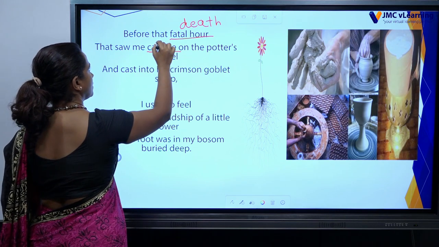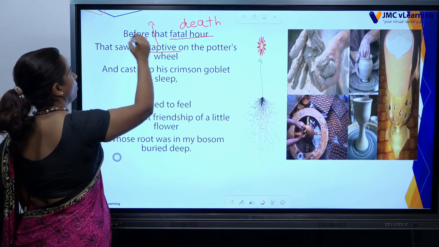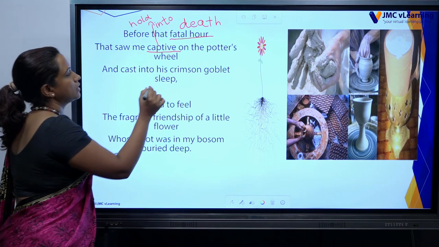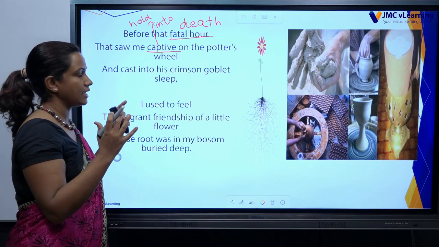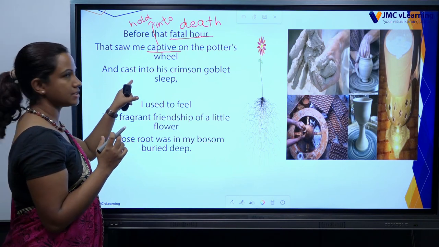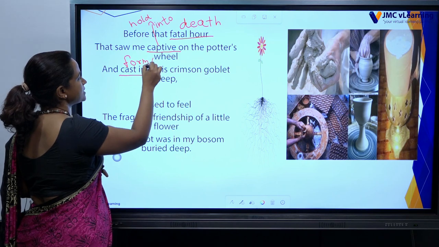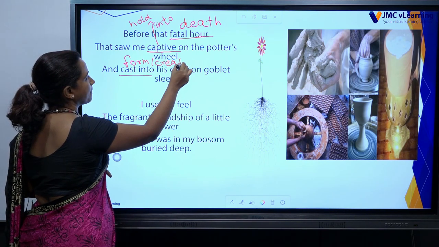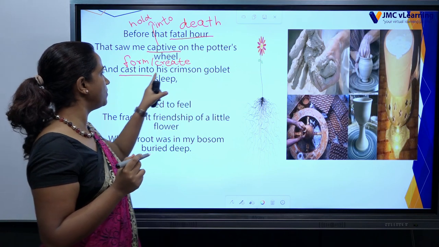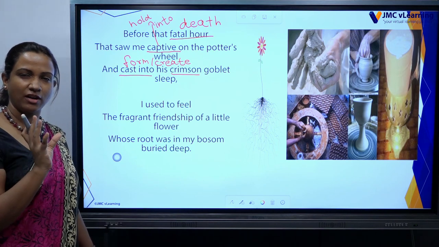Captive, captivated, hold into the potter's wheel. It has been captivated in the potter's wheel. It has been caught or held on to the potter's wheel and cast into. Cast means form, or you can say create. Cast into, or form into, or create into a crimson goblet sleep. Crimson is a flower which is like red and purplish, very, very dark red.